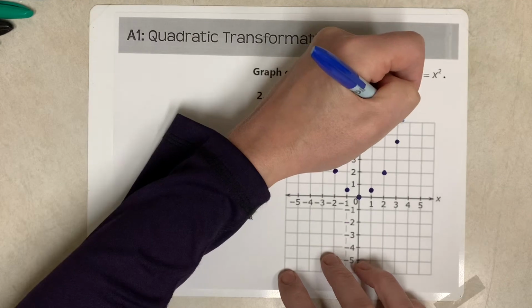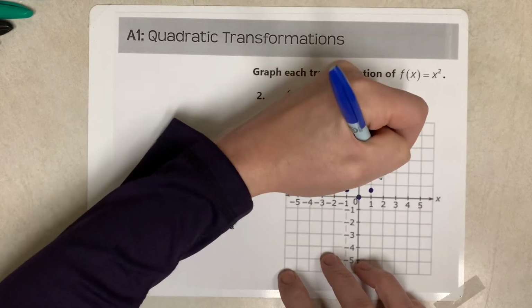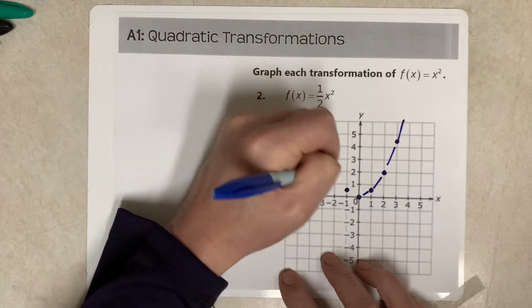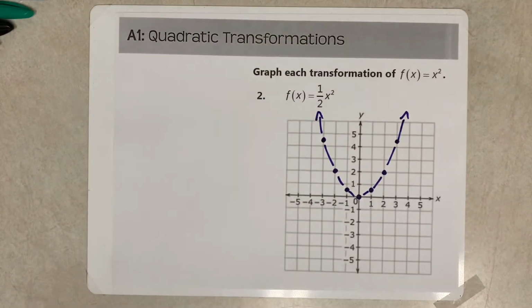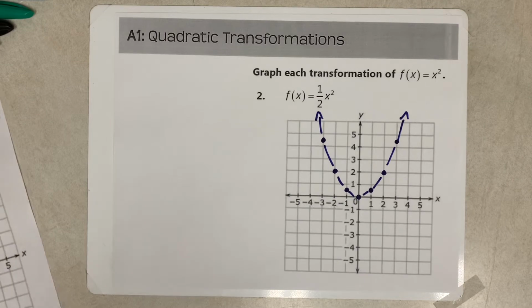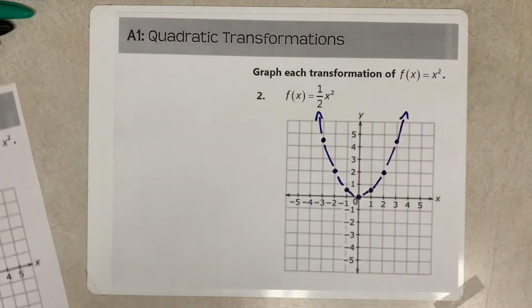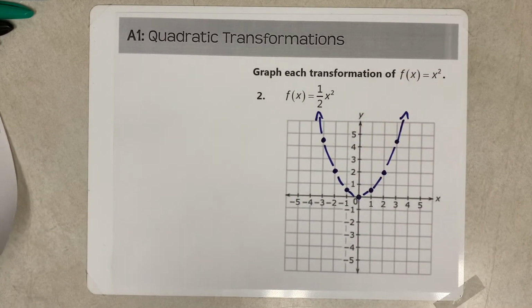So we're going to go ahead and smoothly connect our dots. I think I'll do it this way this time. And that looks pretty good. Again, we have our axis of symmetry at x equals 0, like most of these are going to be anyway.